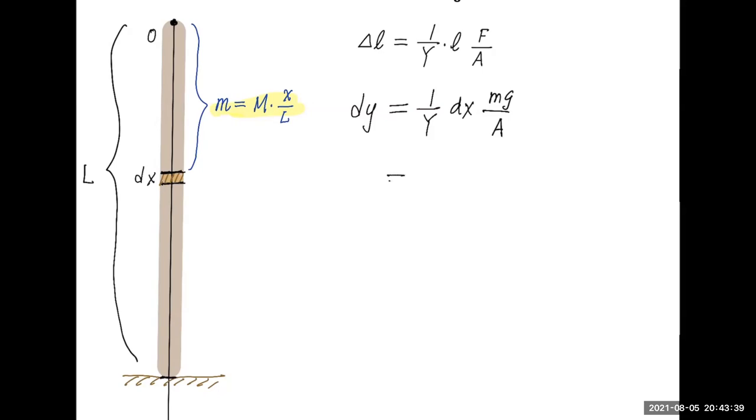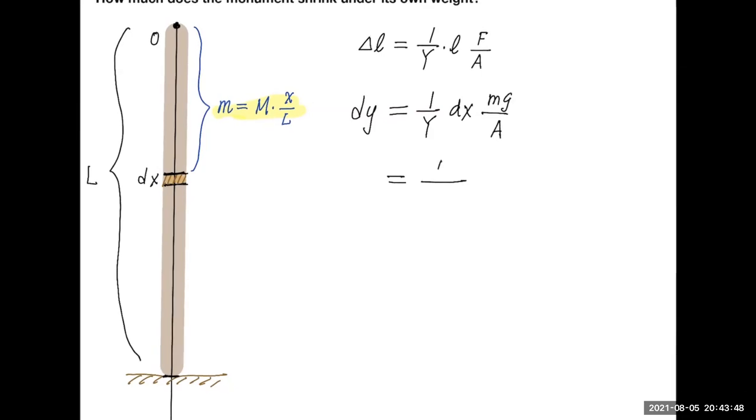So I can rewrite this by replacing small m with big M times x over L. So now it's big M, and then g, and then Y and A. I'm keeping all these constants up front, then I have x dx. x is a variable. And that's dy. So again, what is dy? The amount of compression of this little tiny piece dx. Now, what's the total amount of compression of the entire column? That is the summation of dy, so that's delta y.